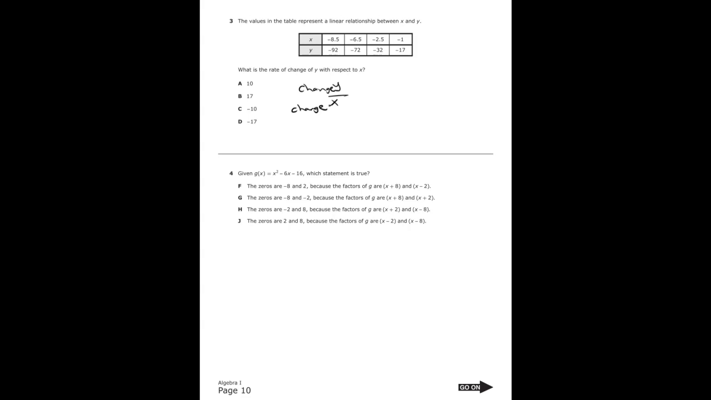So what I'm going to do is pick any two points that are the easiest for me to work with. I'm just going to go with this point here and this point here. Change in y, we can also say this is y2 minus y1 over x2 minus x1. So this is going to be negative 72 minus negative 92 divided by negative 6.5 minus negative 8.5.